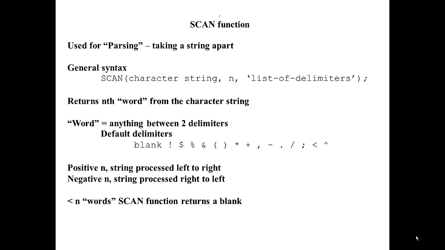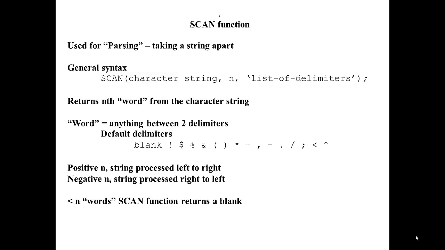The SCAN function is used for parsing or taking a string apart. And the general syntax of the SCAN function is that again you have a character string, and then you have n, which returns the nth word from the character string, and then you have a list of delimiters. A word equals anything between 2 delimiters. These are some default delimiters: a blank, an exclamation mark, a $ sign.